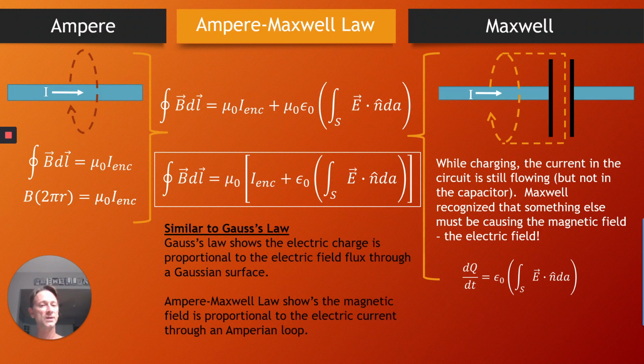Now, this is very similar to something that we studied earlier in the year. It's similar to Gauss's law. Gauss's law shows that the electric charge is proportional to the electric field flux through a Gaussian surface. And the Ampere-Maxwell law shows that the magnetic field is proportional to the electric current flowing through an Amperian loop. Now, keep in mind that the Gaussian surface is going to be three-dimensional, and the Amperian loop is just going to be two-dimensional. It's going to be spread out over that surface that you're looking at. They both deal with fields, and they both deal with the proportionality with whatever it is that they're looking at. So that, in a nutshell, is the Ampere-Maxwell law.